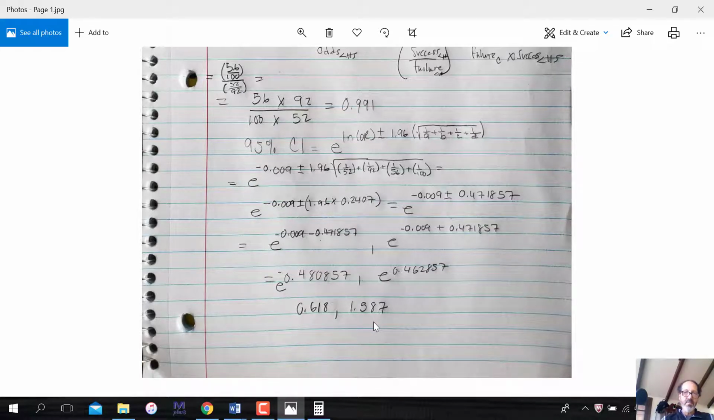By the way, this is really important, because these cross 1. What I mean by cross 1: 0.618 is below 1 and 1.587 is above 1, right? So 1 is somewhere in here. We could use just this result alone to determine statistical significance. This is not statistically significant because it includes an odds ratio value of 1. Now, odds ratio is a ratio of odds. If the odds are the same, the same divided by the same is going to equal 1. So it's not significant. But we'll worry about that later.